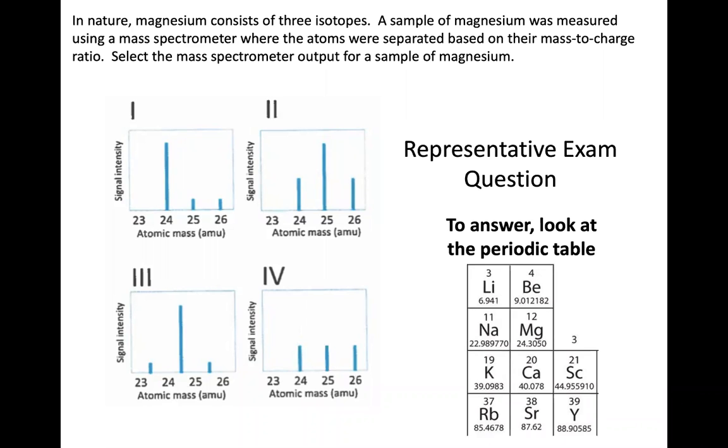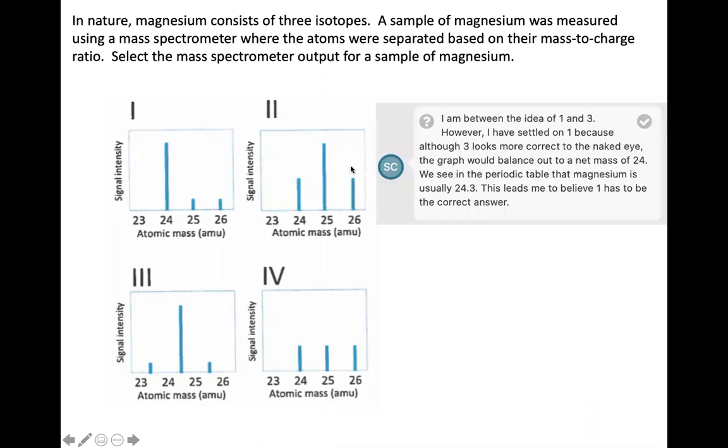When I was looking at the analysis folks did, I saw a lot of really good ideas. In this case, for example, it says they're between the choices of one and three. They end up settling on one because, to the naked eye, they think that one's probably better. I agree with them that two and four don't look like they're going to have a weighted average mass of 24.3, but one and three might. So I can see where they were coming at that question from.